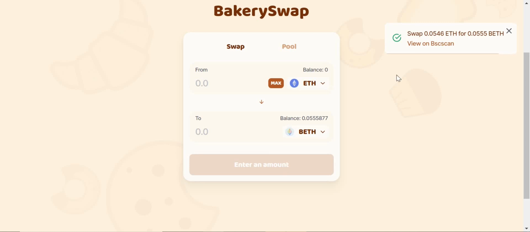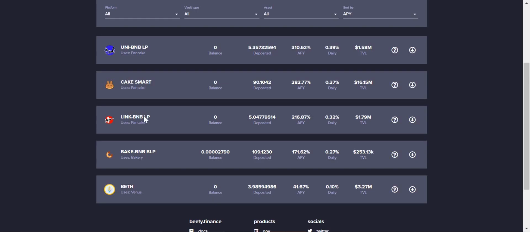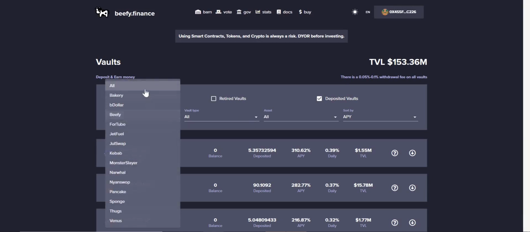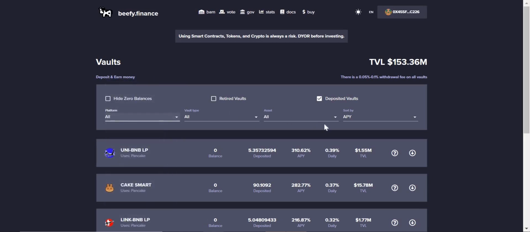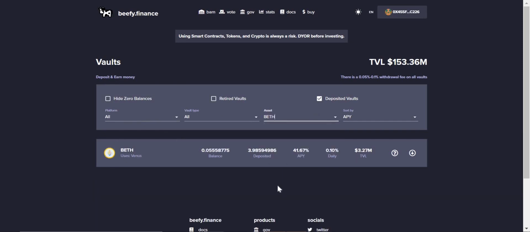So all of a sudden, I now have 0.055587 bETH, as you can see here. And now what I'm going to do is head over to BeefyFinance. There we go, BeefyFinance. So what I'll do here is connect my wallet up to BeefyFinance. That's all done. And what I'm looking for is, under assets, bETH. There we go.